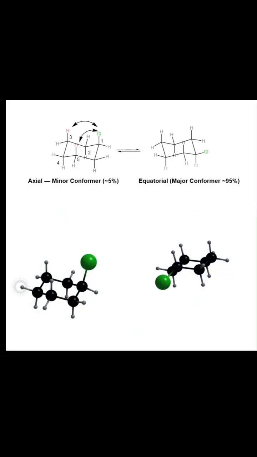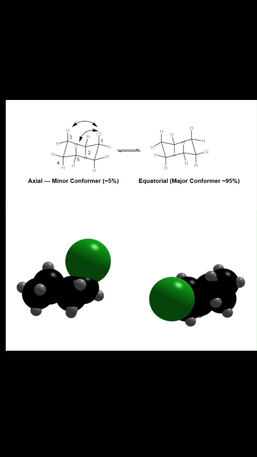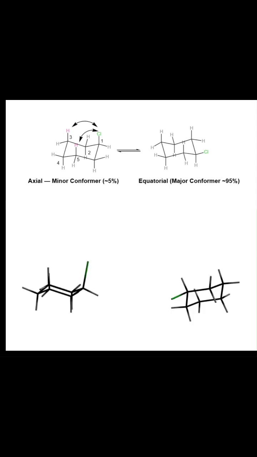The Cl group is relatively large. When it is axial, it comes close to the axial hydrogens on C3 and C5. This causes steric repulsion: Cl at C1 ↔ H at C3, Cl at C1 ↔ H at C5. Therefore, the axial conformer has higher energy.